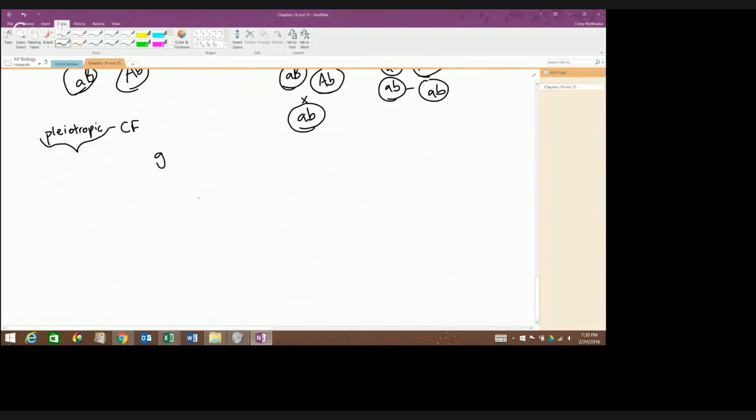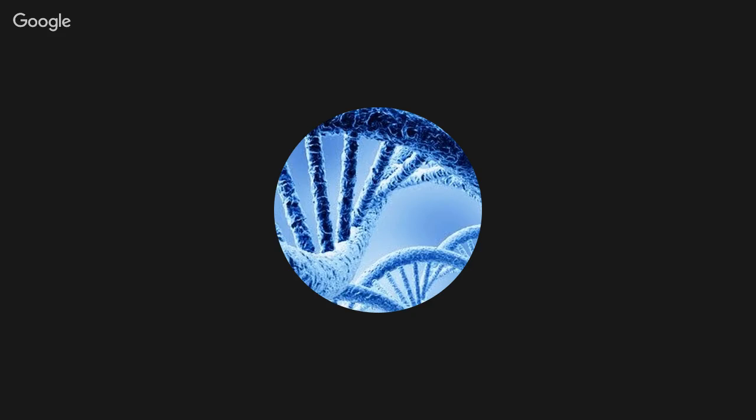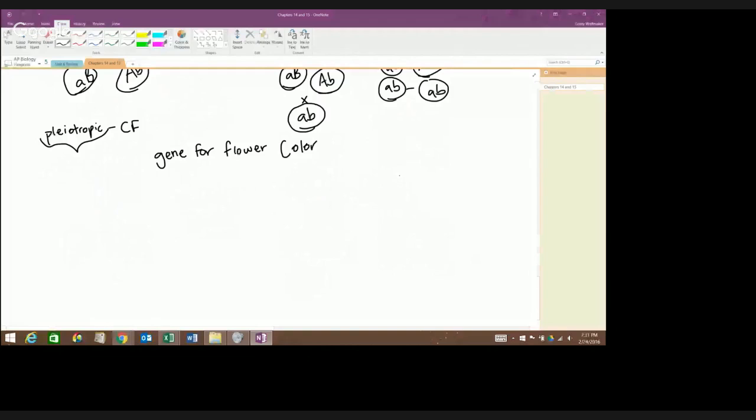Mendel studied, for example, a gene for flower color. He called them characters, but the gene that he was studying for flower color only influenced flower color. Imagine a gene that controls flower color, influences how wide the leaves are, and also influences how tall it grows. I don't know. It influences multiple phenotypes. That's what pleiotropy is.